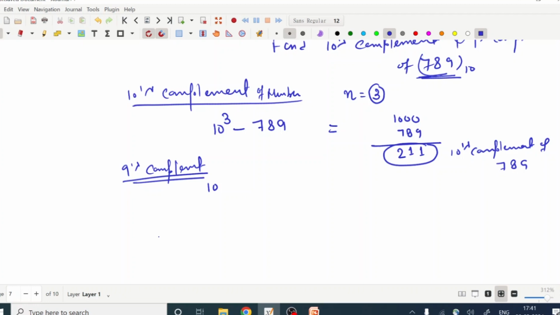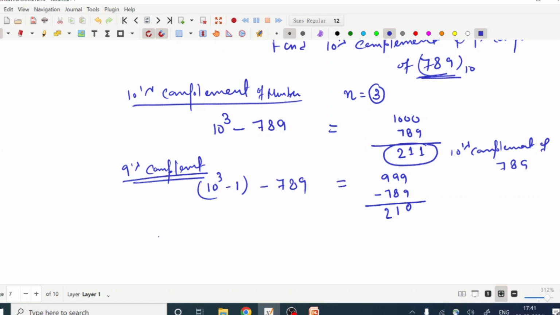Similarly, for finding the nines complement, it is 10 to the power 3 minus 1 minus 789. This is nothing but 999 minus 789, which is equal to 210. So we also say that when we add 1 to the nines complement, we will find the tens complement.